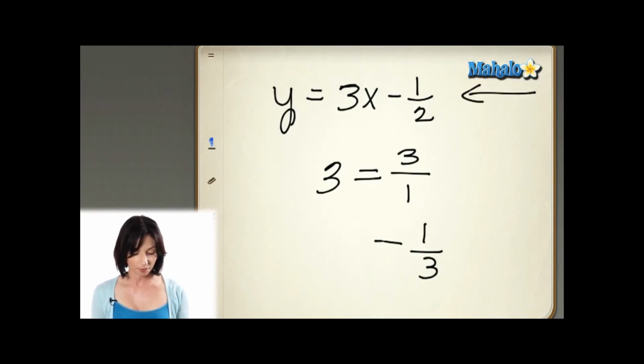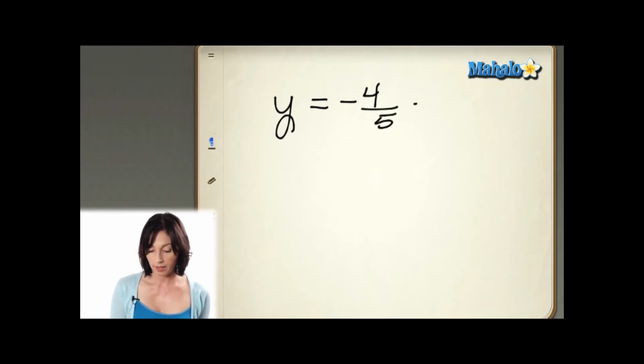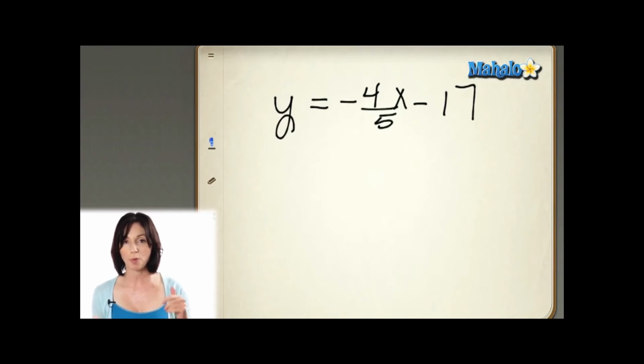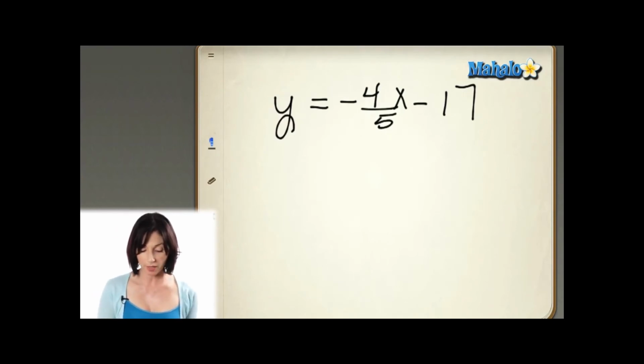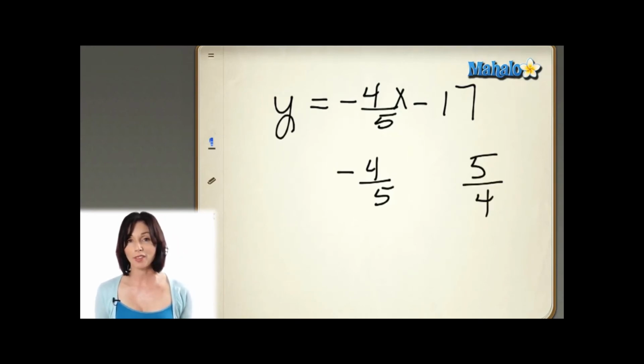Let's do one more. Let's say I have y equals negative 4/5 x minus 17. And let's say I need to find the slope of a line that's perpendicular to this one. My slope here is the number multiplying x. It's negative 4/5. So I want to find its negative reciprocal. So I change its sign and flip it upside down. It's negative, so I'm going to make it positive. And instead of 4/5, I'm going to have 5/4. So the slope of a line that is perpendicular to this line is 5/4.